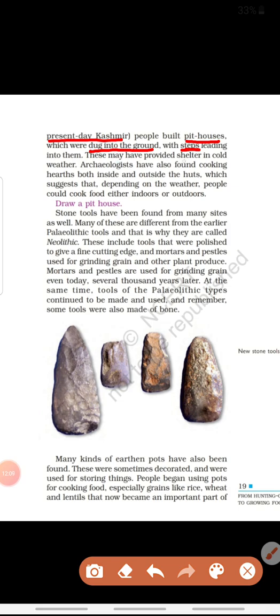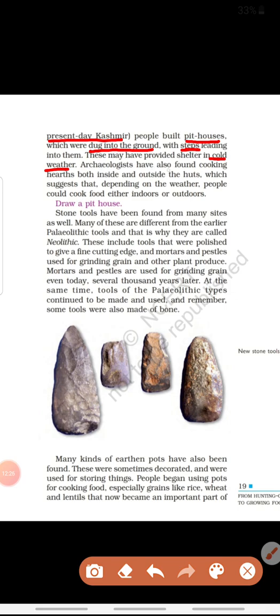These may have provided shelter in cold weather. Why were they making a house inside the ground? Because in Kashmir there is cold weather, children. So to stay warm, they used to dig the ground and make houses inside the ground.